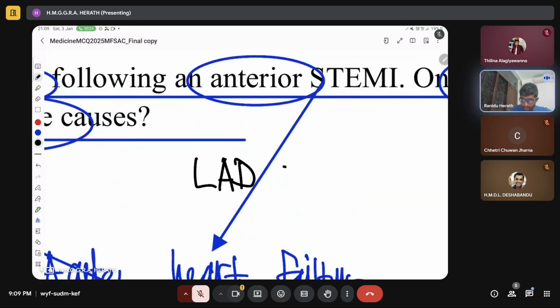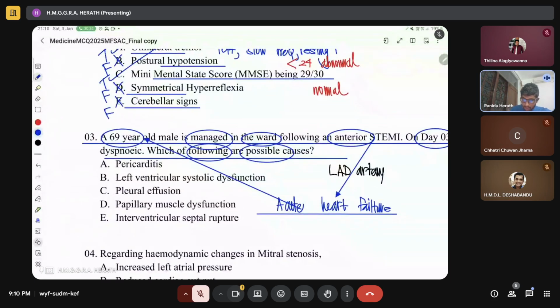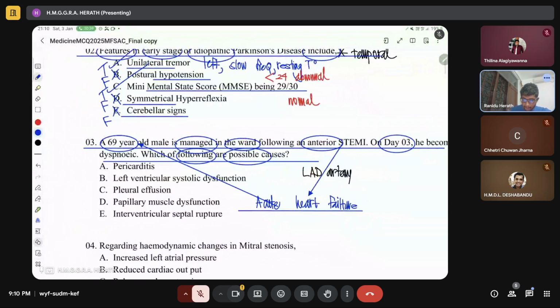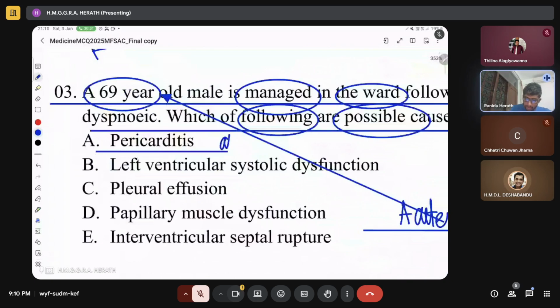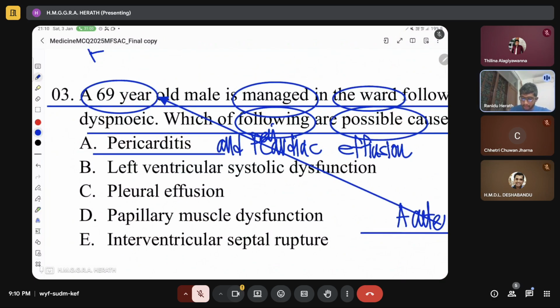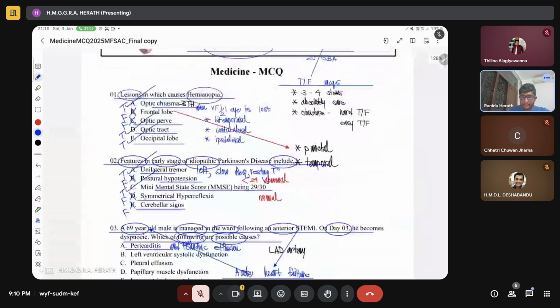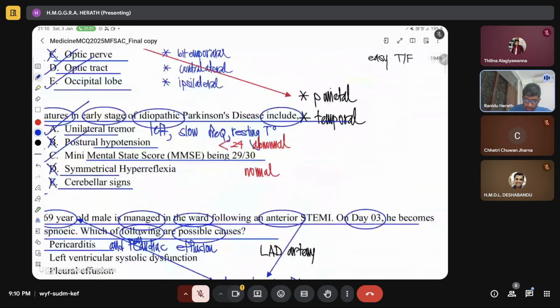Left anterior descending artery. Right? So, pericarditis. Can this be a cause of dyspnea in a patient with anterior STEMI? Yes. What is this syndrome called? Pericarditis, and they will also have pericardial effusion, right? What is this syndrome called, where you get a pericardial effusion 3 to 5 days after a myocardial infarction? That is called Dressler's syndrome.